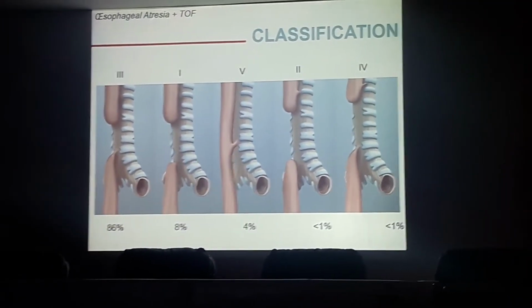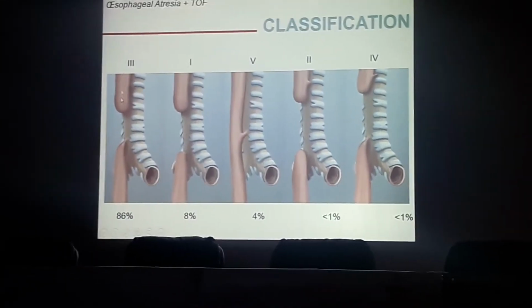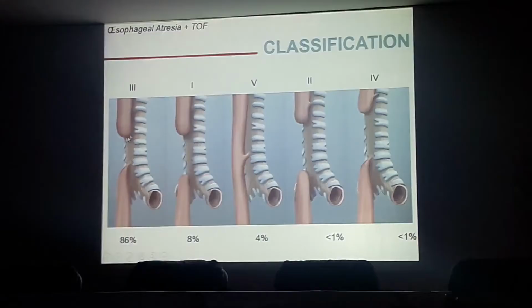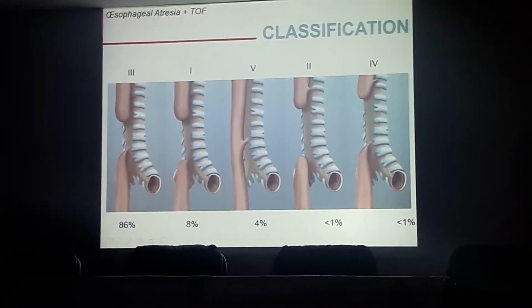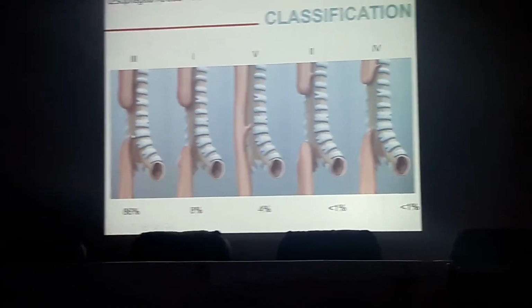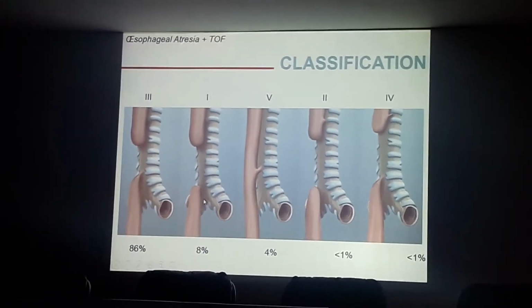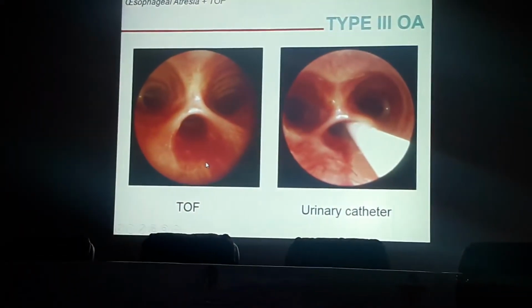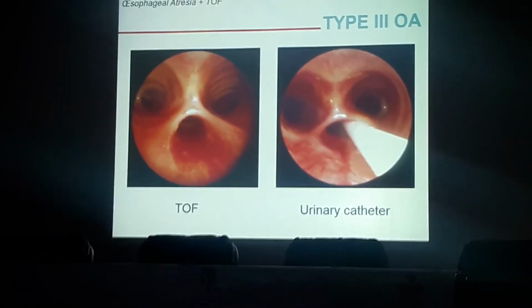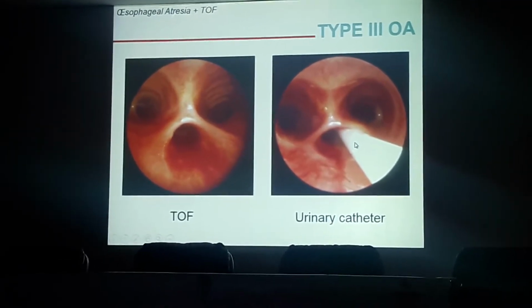Tracheoesophageal fistulas are of multiple types. The commonest is this, where you have esophageal atresia with a blind end, and then you have a segment which is missing, and then you have a fistula lower down, which is then going into the esophagus and the stomach. Our role in these patients is basically to put in the Fogarty catheter in this sort of fistula.